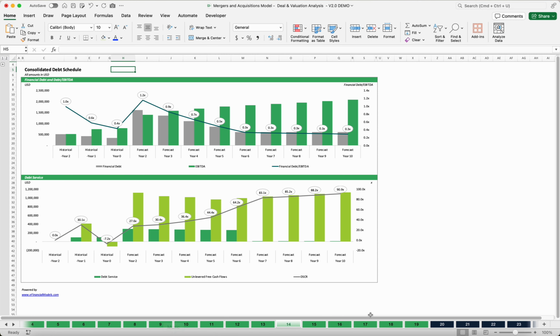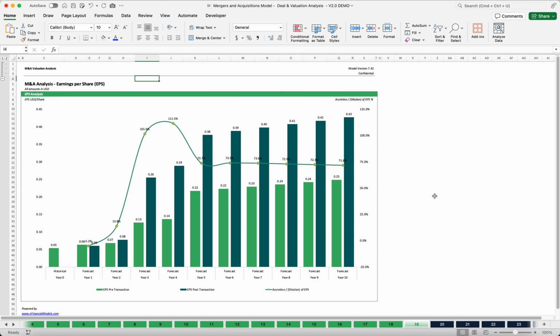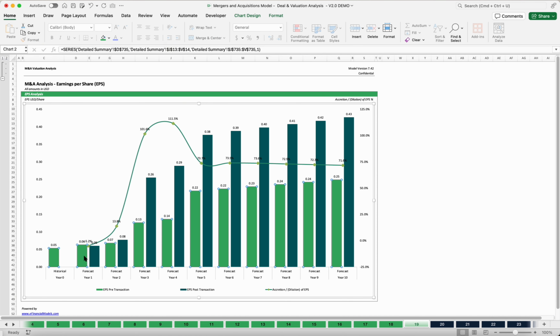Then what we also want to look at is the earnings per share analysis. Basically, in this chart, we can see the EPS, the earnings per share pre-transaction, and then also the EPS post-transaction, which comes from the consolidated financial statements. As you can see, there is a big difference. So this means that on an earnings per share basis, this transaction increases the EPS by nearly 70%. And in this case, remember we financed the transaction by cash and debt. So we have the same amount of shares.